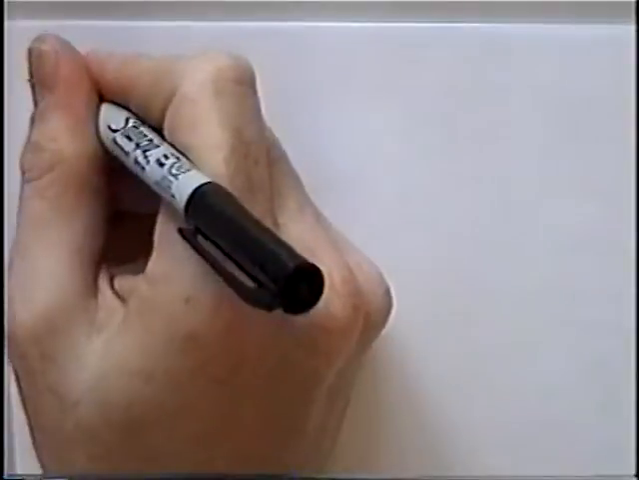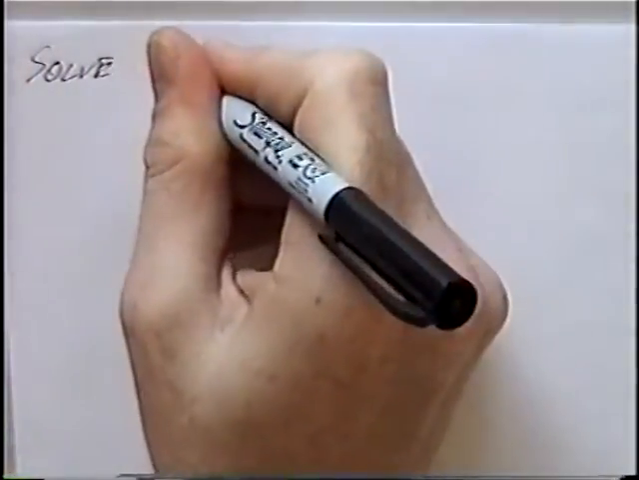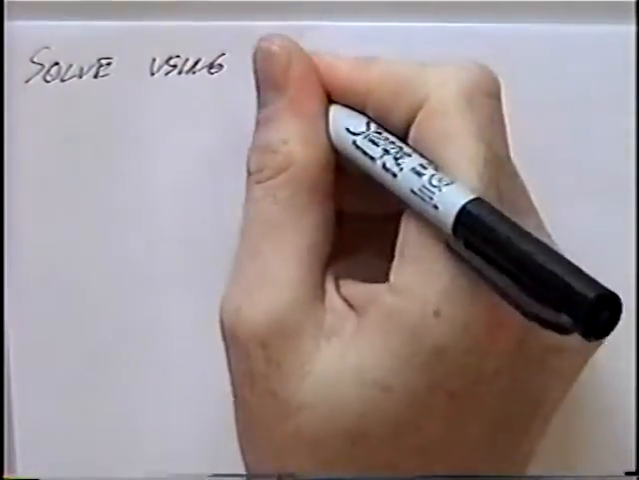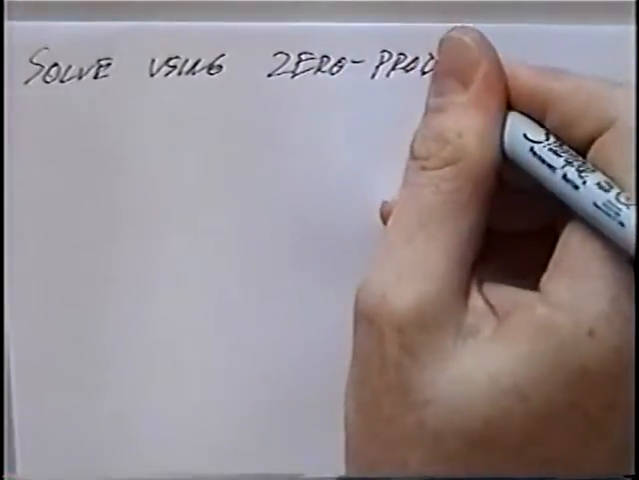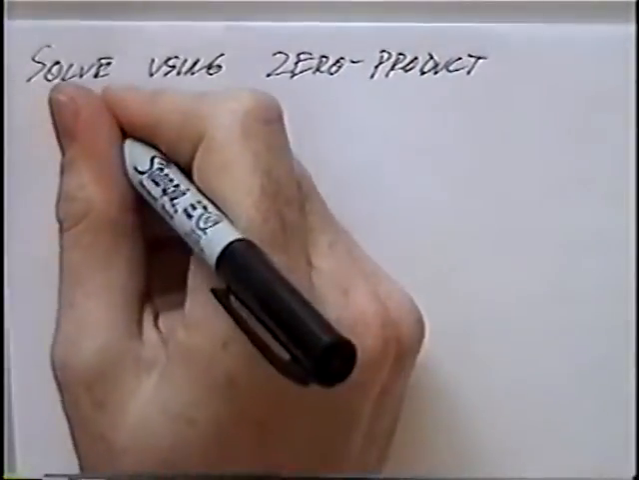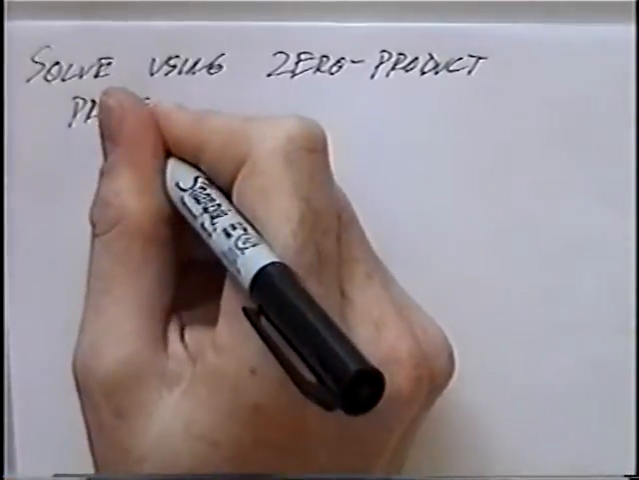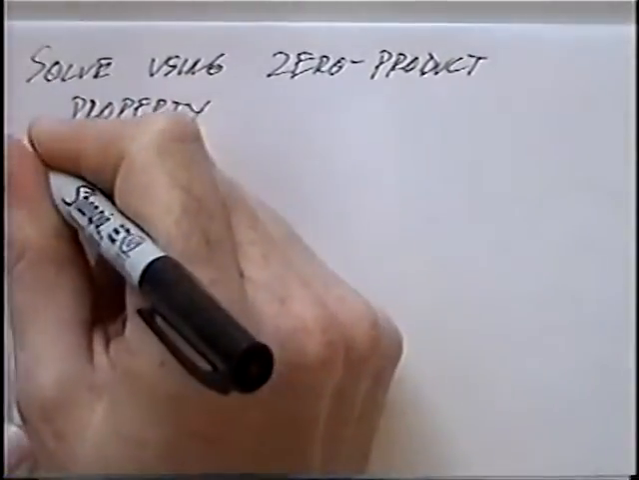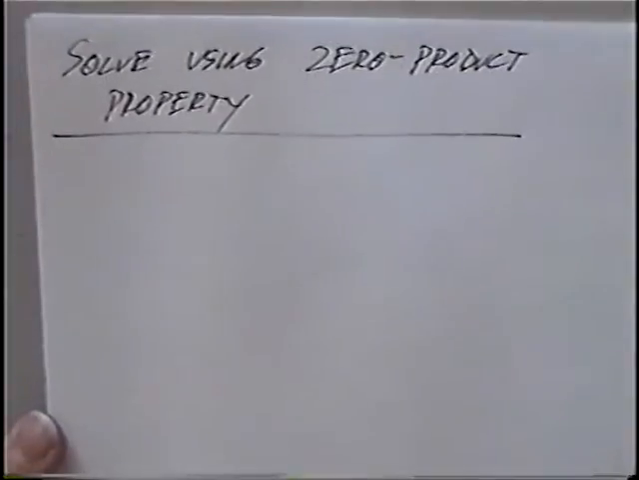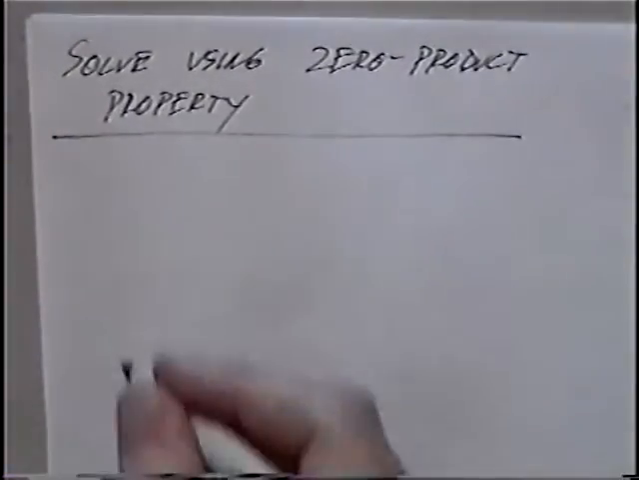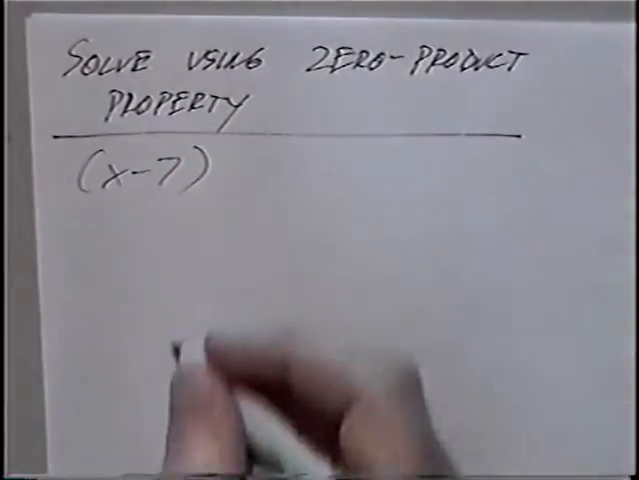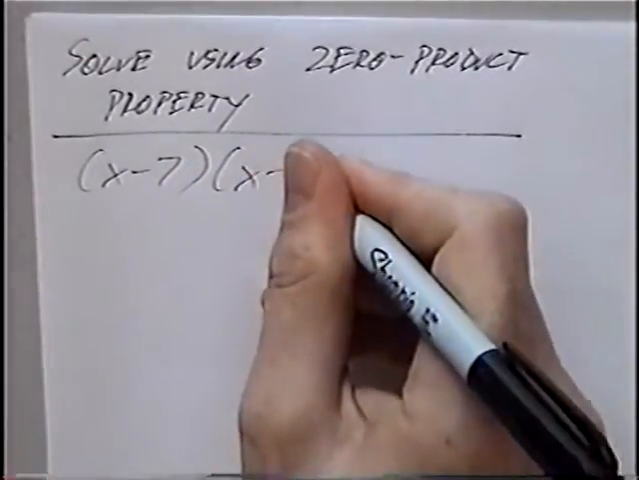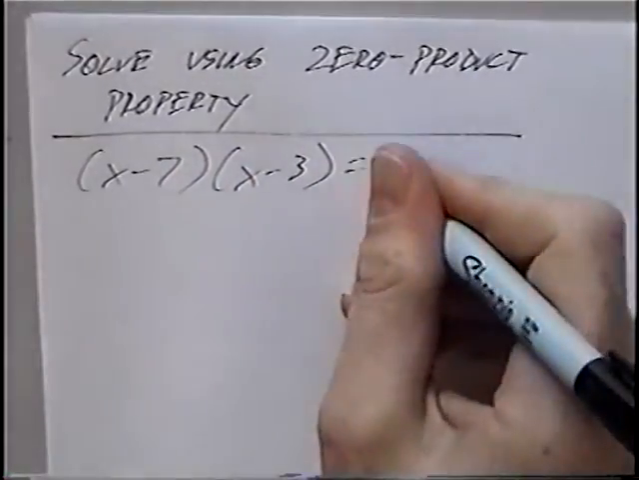Next section today is titled Solve Using Zero Product Property. First question: (x - 7)(x - 3) = 0.